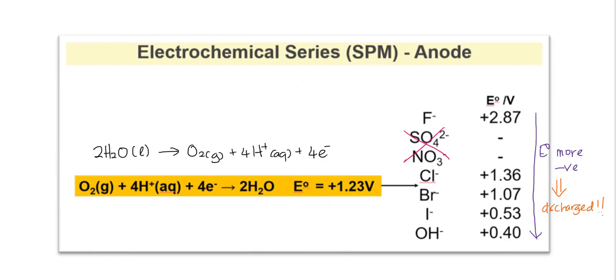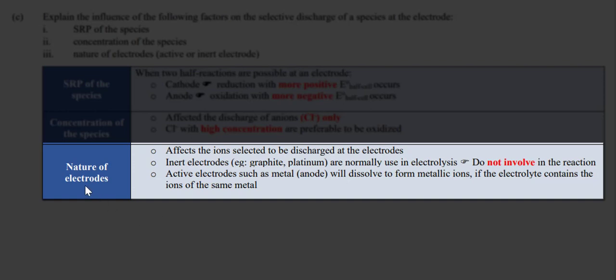Even though the E naught of water is more negative than E naught of chloride ion. The nature of electrodes will affect the ion selected to be discharged at electrodes. If an inert electrode is being used, since it is an inactive electrode, it does not involve in the reaction. But if you use the active electrode, it can run on its own to perform the oxidation or reduction half reaction.